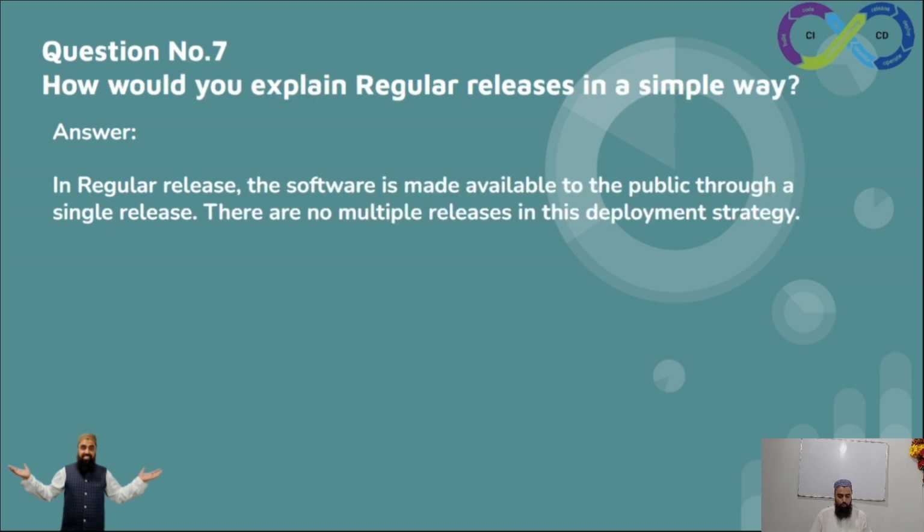Question number 7, how would you explain regular releases in a simple way? That is the most observed deployment strategy in IT companies, the regular release, in which software is made available to the public through a single release. We have the final version that is available to the public as the final release. So there are no multiple releases in this deployment strategy.